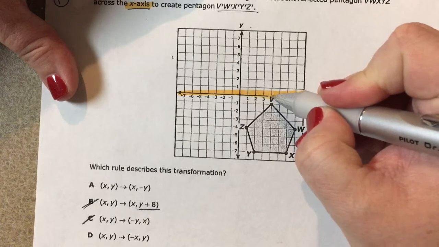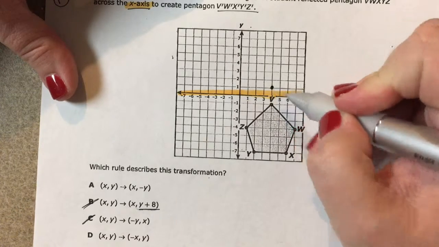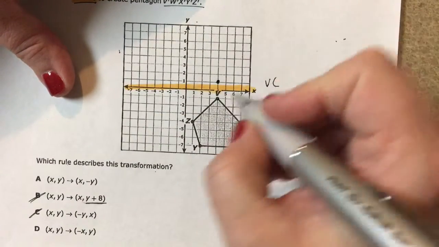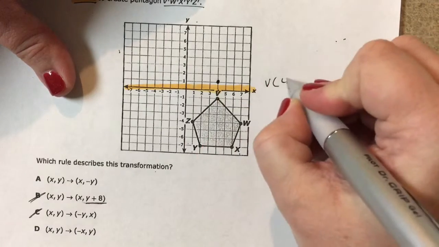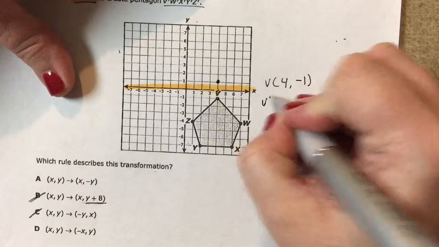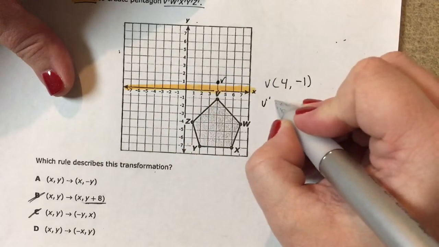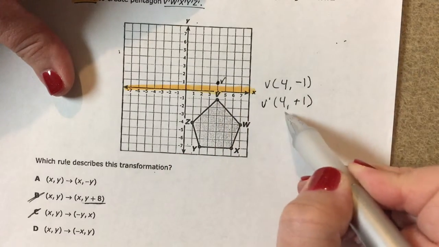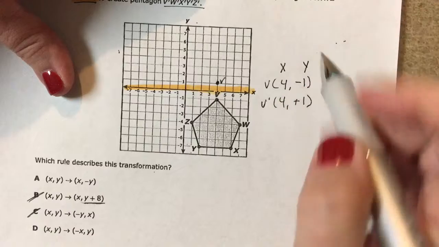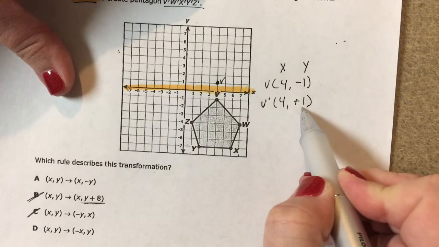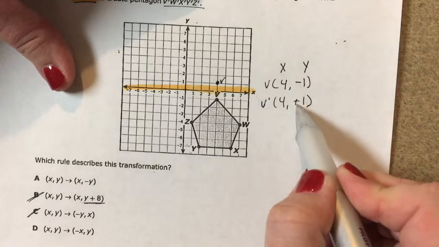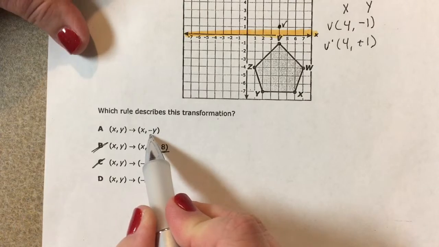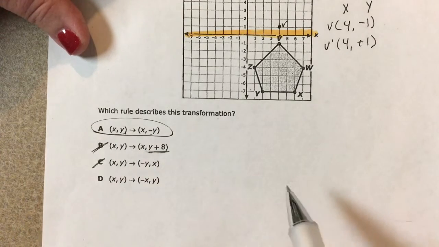So V right here is 1 unit away, so it'd be 1 unit up. So what you can do to help yourself is for V, it was at 4, -1, and V prime, when we reflect it, it's at 4, +1 now. Okay, so we can see that our x's stayed the same, but our y's turned opposite. All right, and it can be a little bit confusing because it was negative and now it's positive. And you like to think of this as being a negative y, but this is really turning it opposite. So that's going to make it answer choice A.